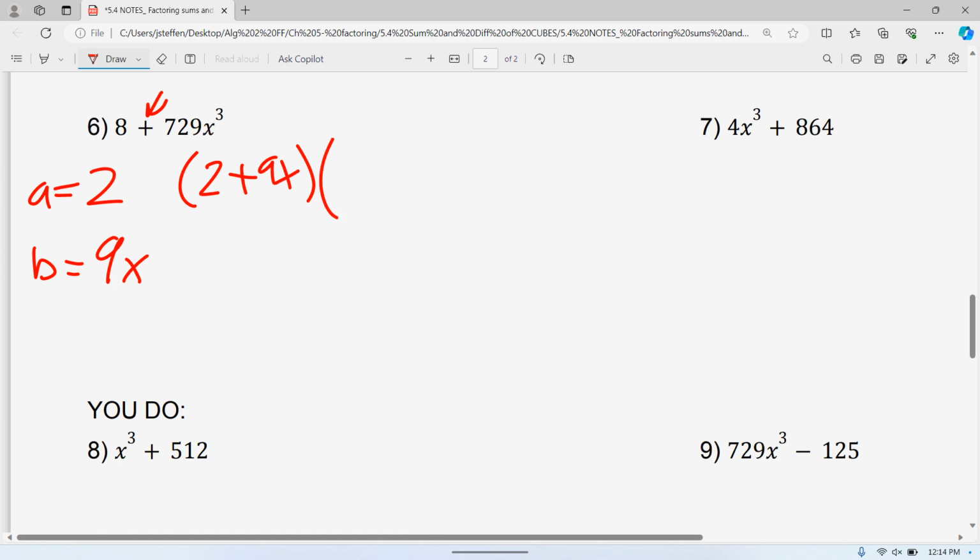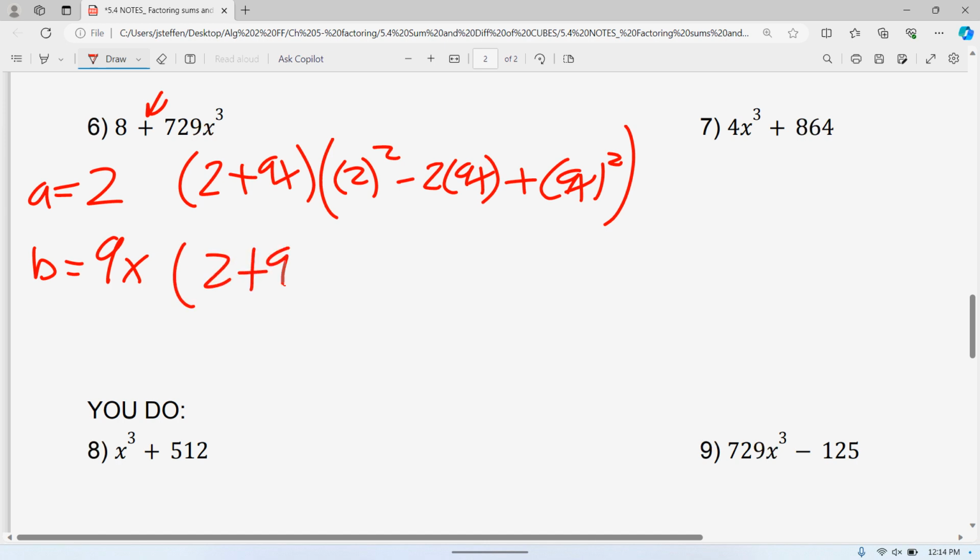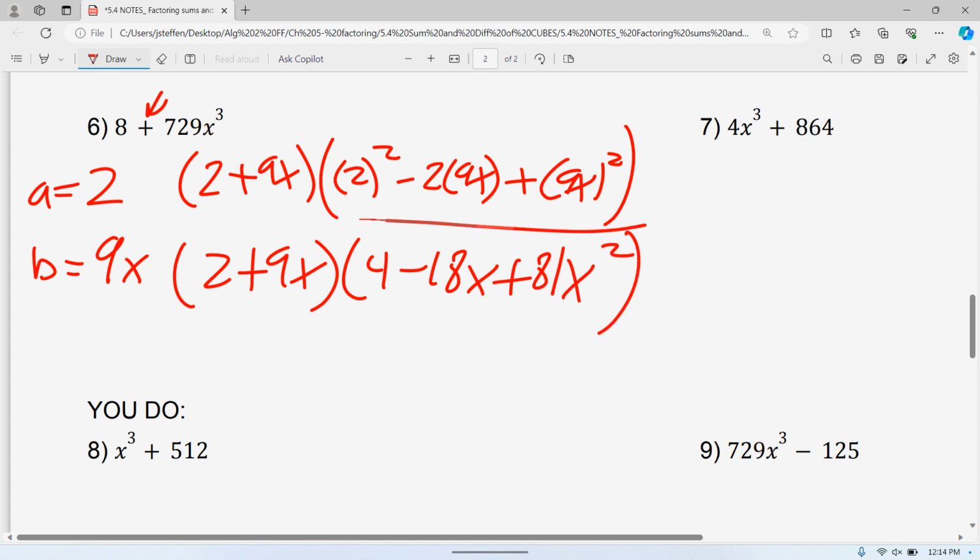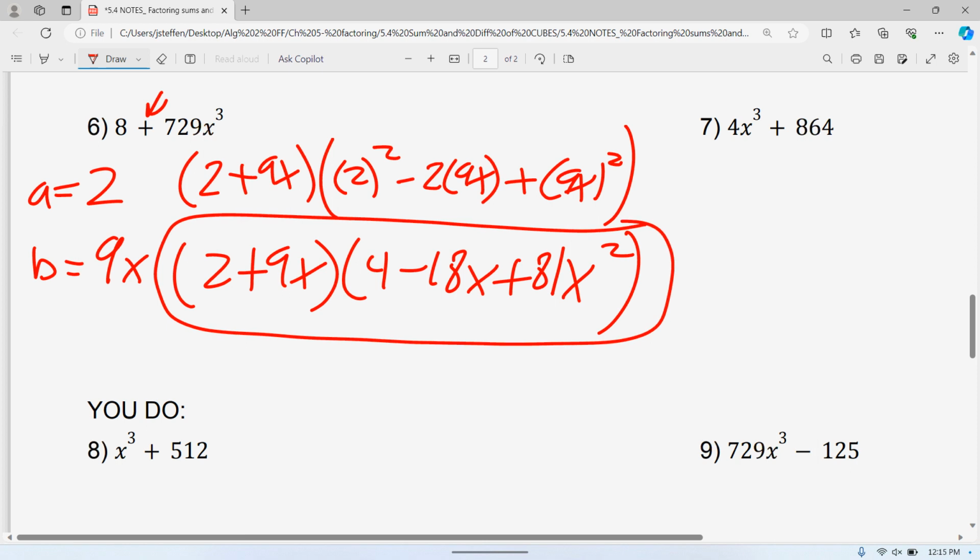Which means we have 2 minus 9x times 2 squared plus 2 times 9x plus 9x squared. And definitely a place to use your parentheses. Minus 18x. Then you have 9x squared is 81x squared. That is, again, the most common mistake, people just put 9x squared. Not a bad idea to go back and double check that when you're done if you have time on your test.